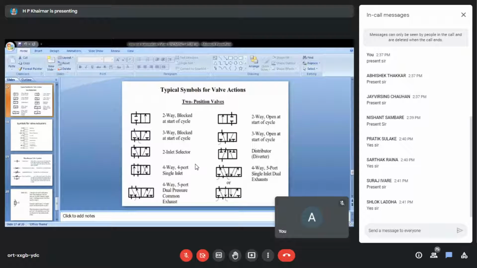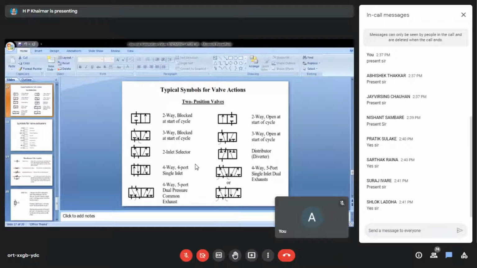Alternatively, you can also say it is a two-way normally closed valve position. We have studied this last time also, in the earlier PPT: at the start of the cycle it is shut off, and air is not allowed to pass through. In that case it is called the normally closed position. When you change the position of the piston, A can be connected to P, so it gets started later on.